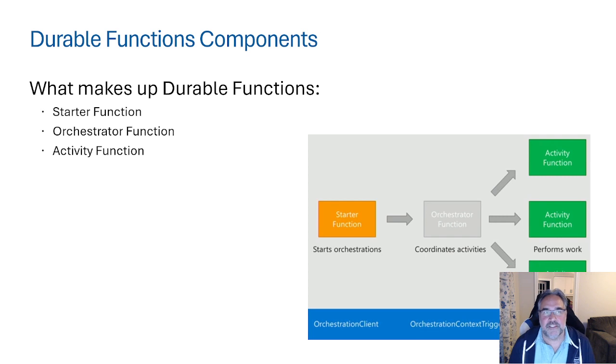With durable functions, they basically added 3 new function types. You have your starter function. This is what will go and start the orchestration. You have the orchestration function itself. This is the one that will manage and keep track of all the state of what's happening. And then you have your activity functions. Your activity functions are the ones that actually go and perform the work. Think of the activity functions as a traditional function in terms of what they're doing. This is where you do all your actual work.